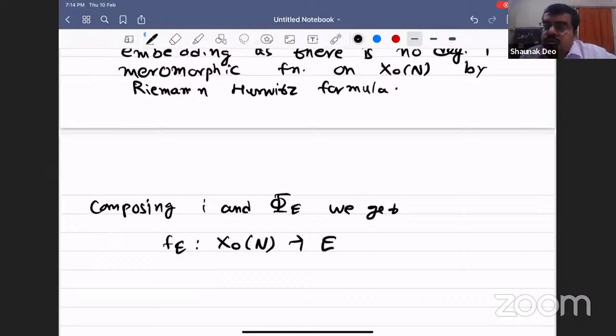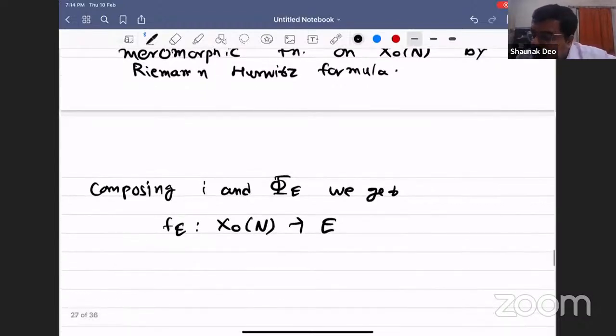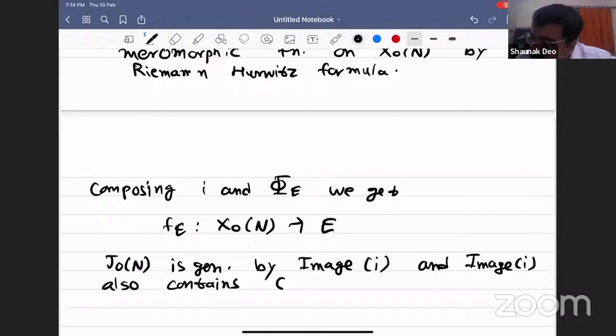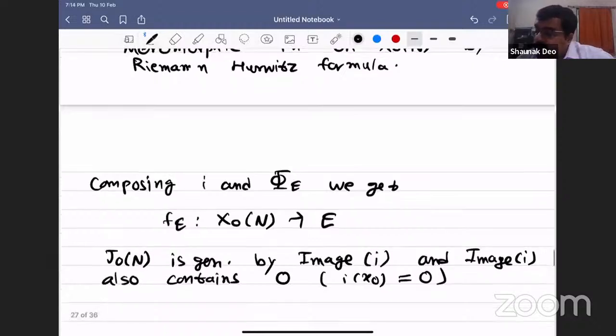Now, the Pic 0 definition tells us that J naught of n is generated by the image of I, and the image of I also contains 0. Because I of x naught is actually 0, since it is x naught minus x naught, and all the degree 0 divisors are just generated by points of the form x minus x naught. So the image of J naught of n is generated by the image of I.